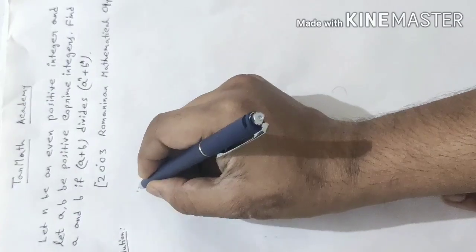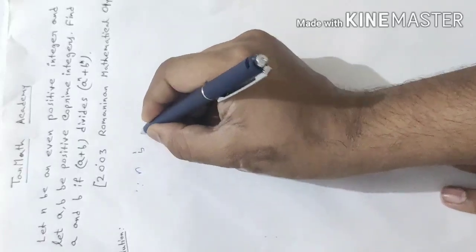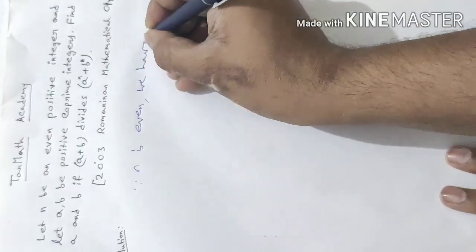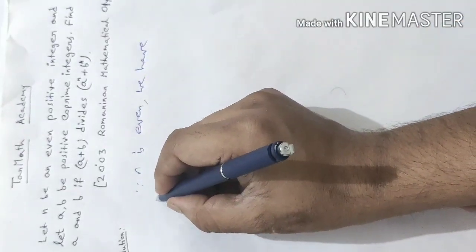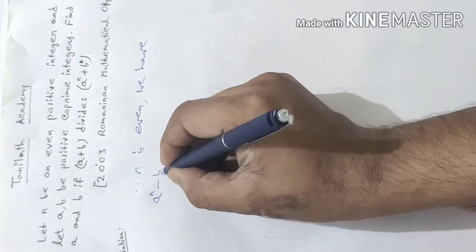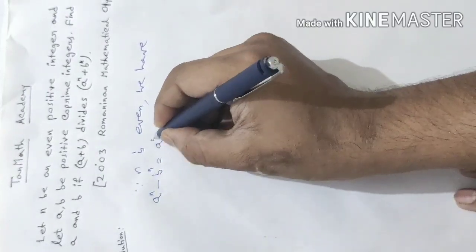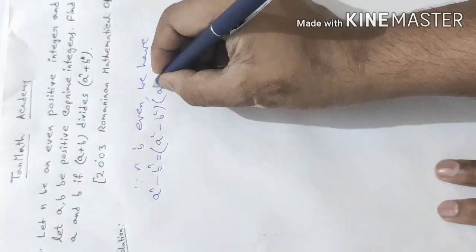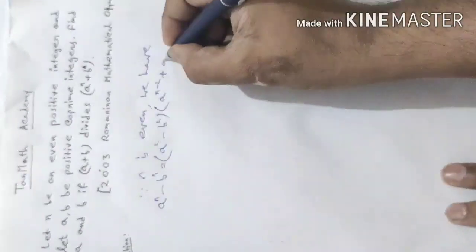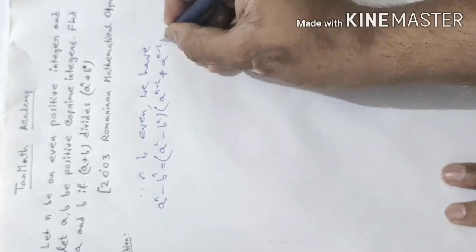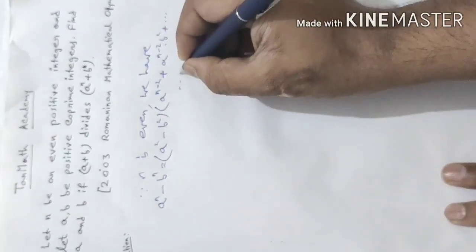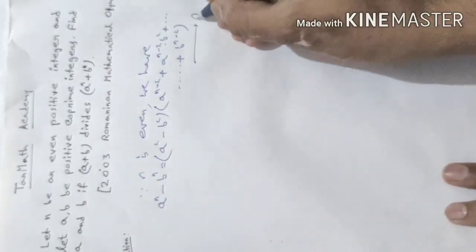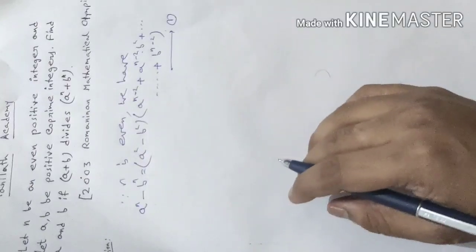Okay, since n is even, we have an identity: a to the power n minus b to the power n is equal to (a square minus b square) into (a to the power n minus 2 plus a to the power n minus 2 into b square plus dot dot dot plus b to the power n minus 2). It is identity number 1.